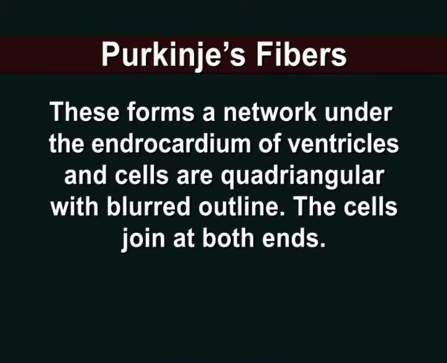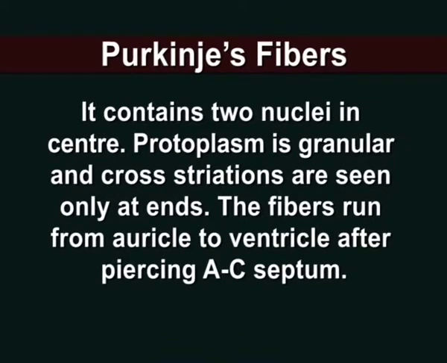Purkinje fibers. These form a network under the endocardium of ventricles and cells are quadrangular with blood outline. The cells join at both ends. It contains two nuclei in center. Protoplasm is granular and cross striations are seen only at ends. The fibers run from auricle to ventricle after piercing A to C septum.